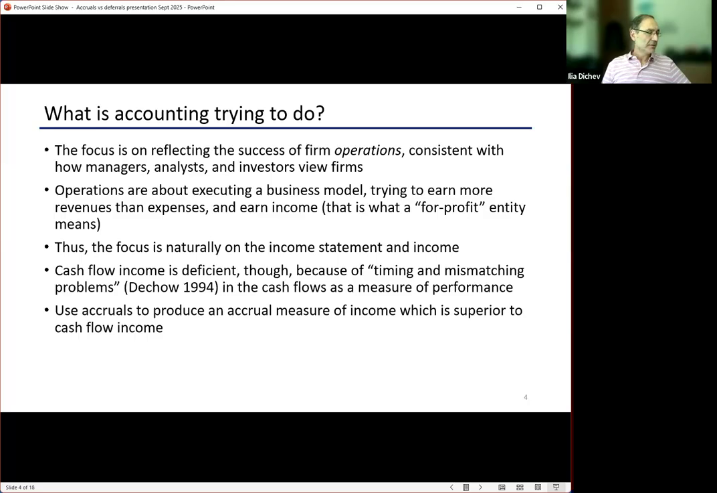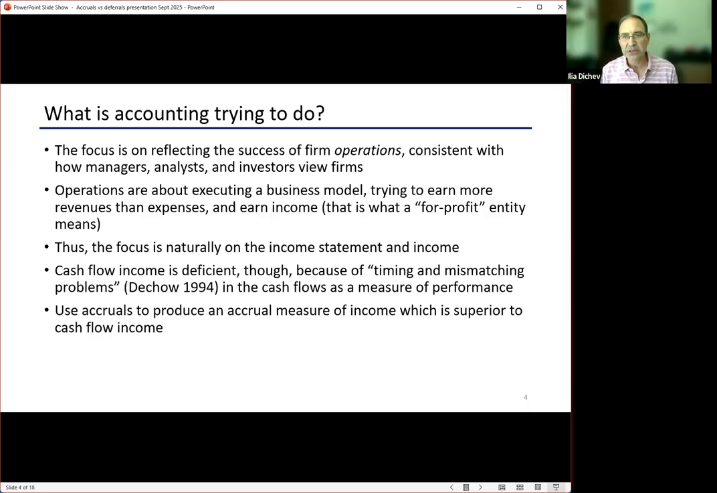And then, well, what kind of income is possible as a measurement here? The simplest is cash flow accounting. So cash comes in, that's revenue and income. Cash comes out, that's expense. But there are well-known problems with this kind of cash measurement of income. Dichev 94 is a big paper here. She calls them the timing and matching problems in the cash flows. Basically, cash flows, they might provide some utility, like you buy PP&E, it provides some utility in the future.